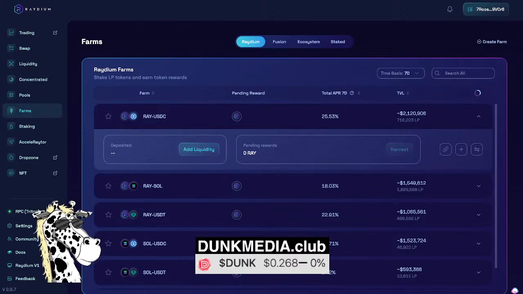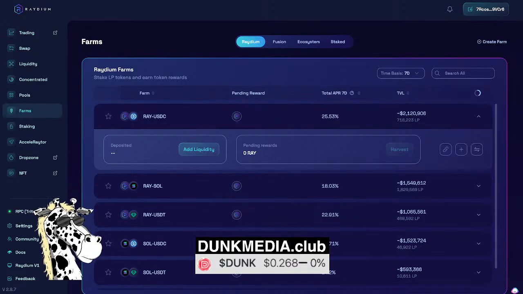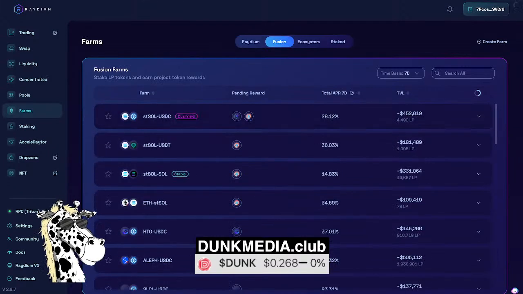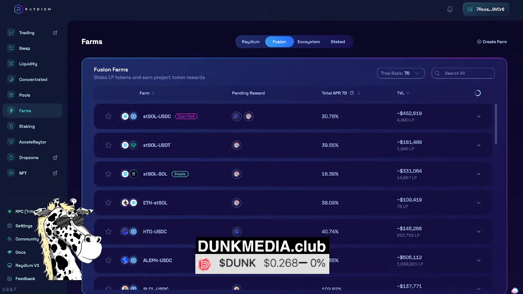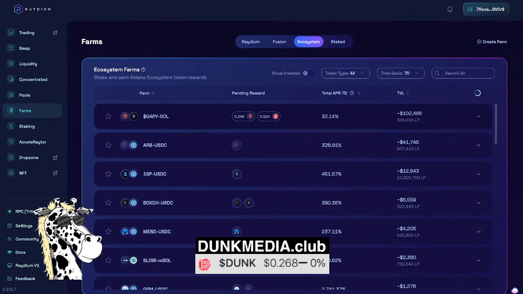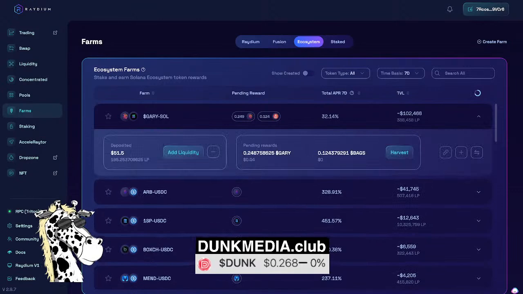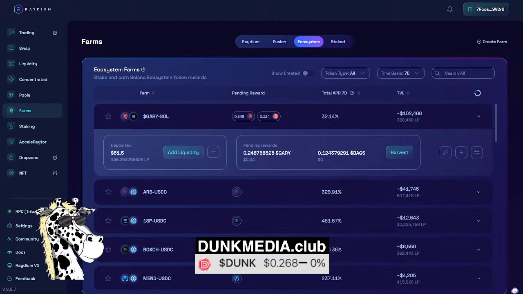And that's part of the use case, the reason why I have faith in the coin long term. But you could earn those. Those are Raydium, and then there are fusion ones, which is basically fusing two different types of pools together. But the one that I'm looking at is ecosystem, and the one that I put into is Gary Solana.